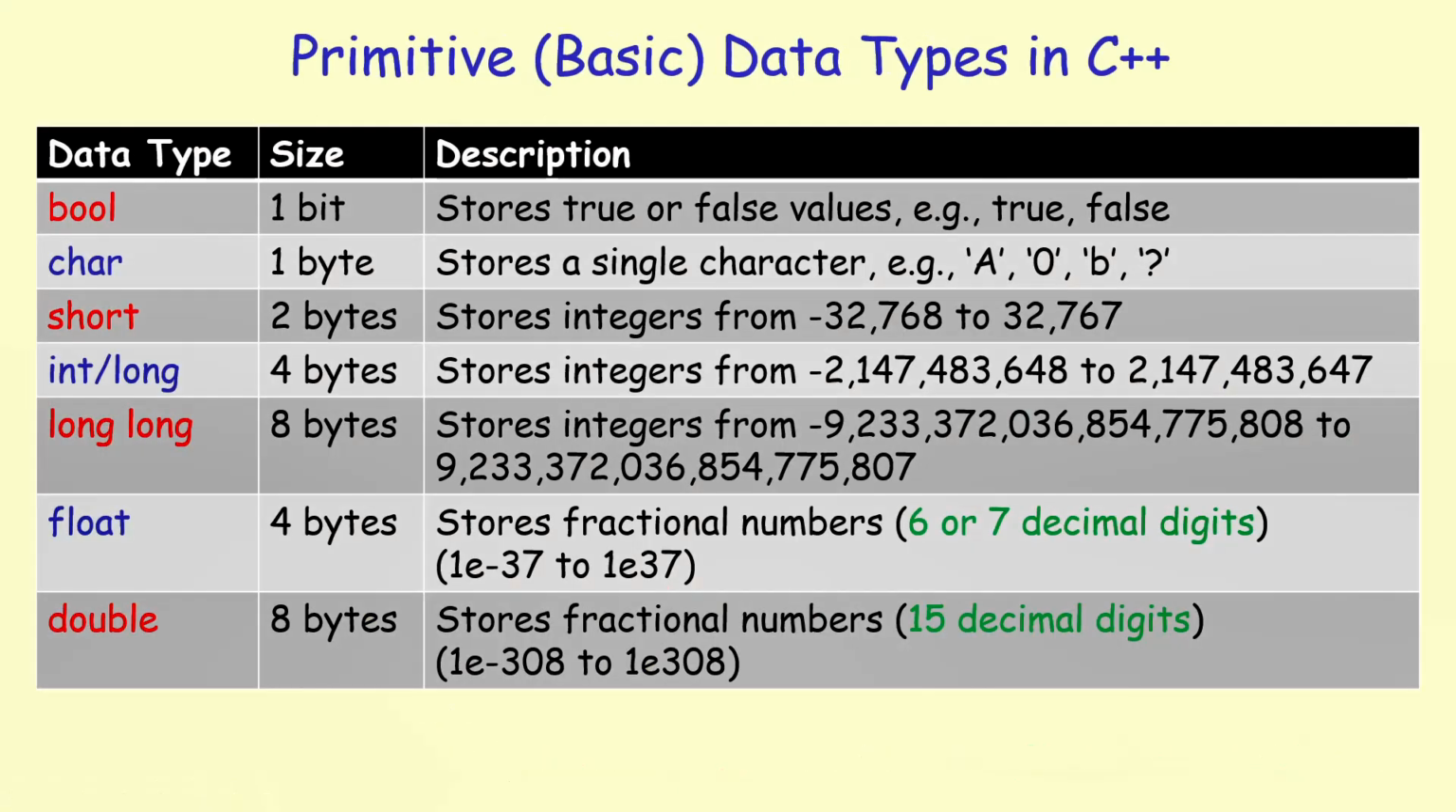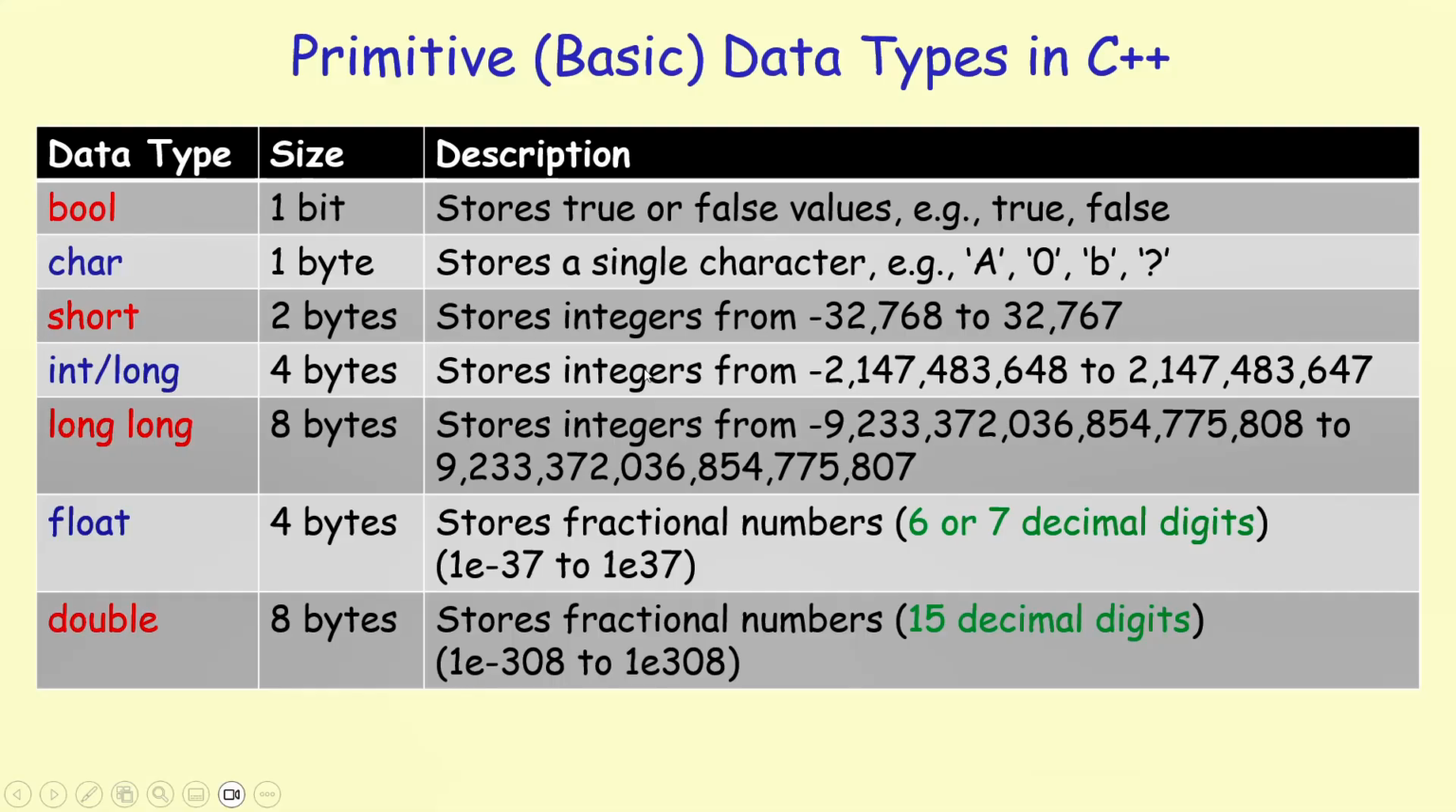Here is the list of primitive or basic data types in C++. The first one is bool, where you can store true or false values. It occupies either 1 bit or 1 byte, depending on how it is declared. The next one is the character data type, which occupies 1 byte in memory. And usually you want to store a single character in it, such as A, B, Z, question mark, star, or whatever. The character type is actually a 1-byte integer. So what is actually stored in a character variable is a number between minus 128 and 127, as we will see later. The next basic data type is short.